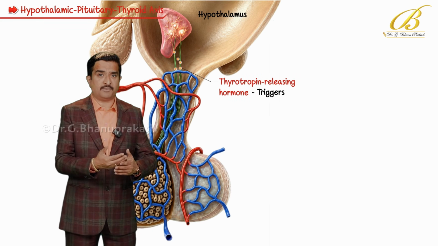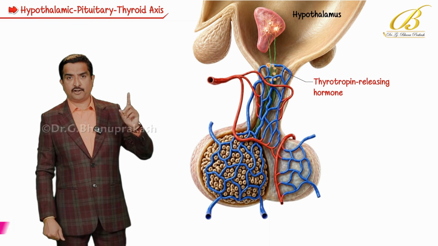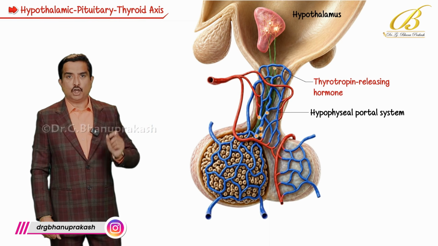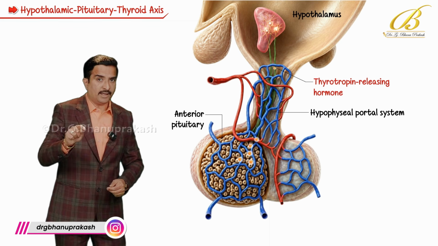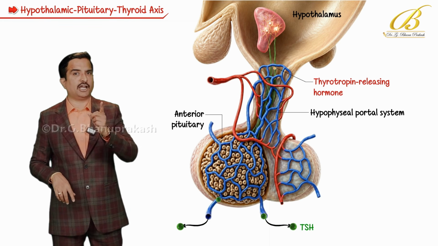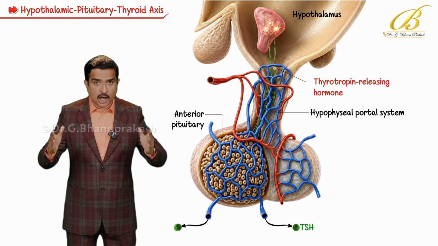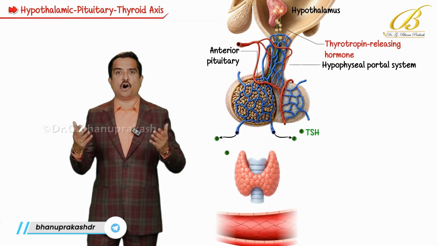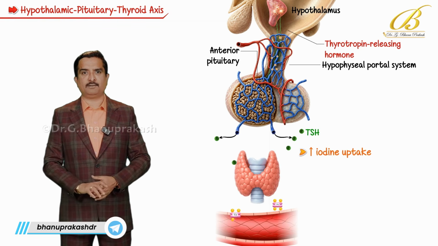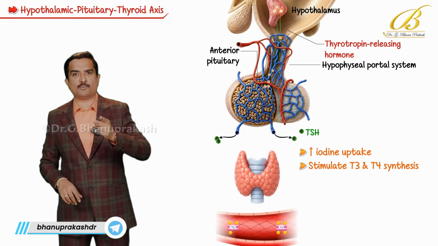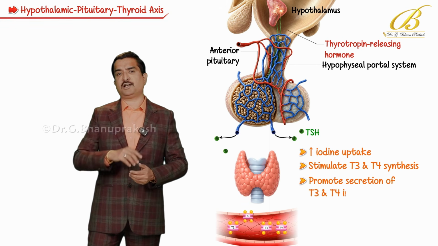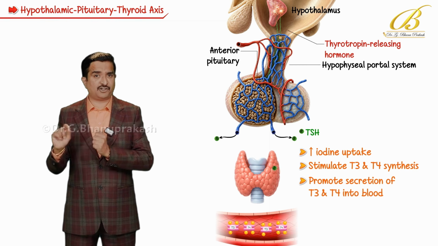Once released from the hypothalamus, TRH travels through the hypophyseal portal system to the anterior pituitary, where it stimulates the release of TSH, the thyroid-stimulating hormone. Now TSH acts on the thyroid gland directly to increase uptake of iodine, to stimulate thyroid hormone synthesis, that is T3 and T4, and also to promote secretion of the thyroid hormones directly into the bloodstream, right?